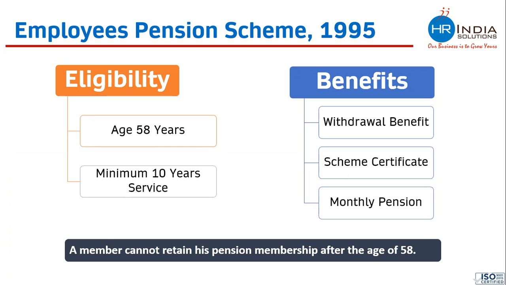Every month till the person survives, the person will be getting pension from the PF department. Say for example, at the age of 45, this employee is resigning and he doesn't want to continue working anywhere. In that case, he can withdraw his entire PF and withdraw his entire pension fund also.